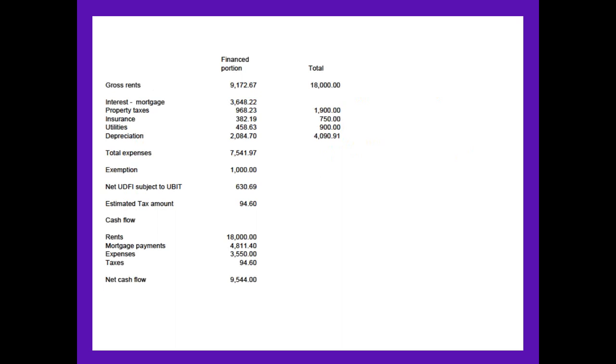So here's the exact example again in year 2, computing what the tax will be. So you come down through the same calculation. And here, your UDFI is only $630, and your tax is $94.60. All right, this still looks pretty doable. I'm happy. All right, let's go to year 3. You can go one more slide for me.